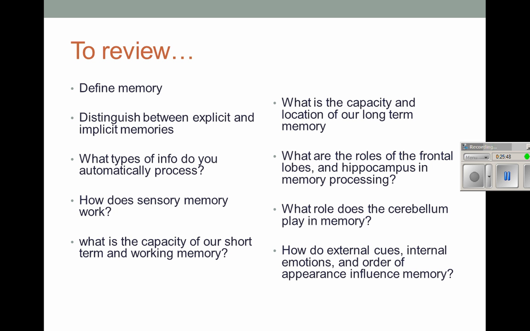So you need to define memory. Okay, so go back to your notes. It's in the beginning. Distinguish between explicit and implicit memories. Okay, what's the difference? What types of information do you automatically process? How does sensory memory work? What is the capacity of our short-term and working memory? What is the capacity and location of our long-term memory?